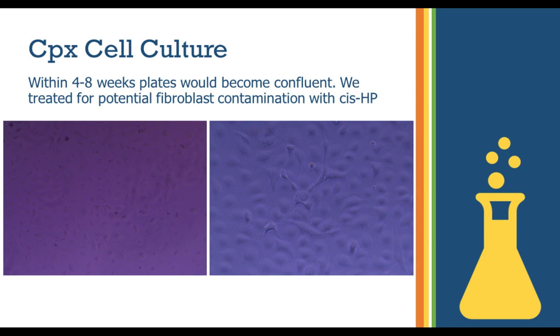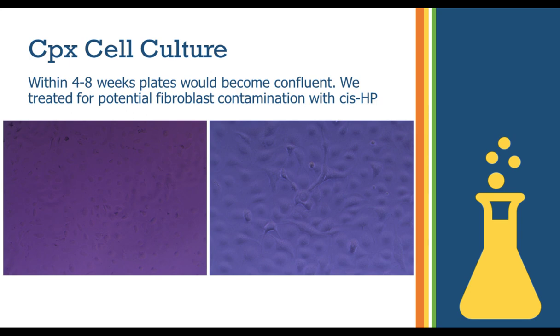It took about 4 to 8 weeks, again, depending on animal variation, seeding density, things like that when we first started. But within 4 to 8 weeks, the plates began to become confluent. We were worried a little bit about fibroblast contamination, as you will with most cell cultures. So if you saw anything that started to kind of look like fibroblasts growing in the cultures, we treated with something called cis-4-hydroxyproline, or cis-HP, which has previously been published to be a fibroblast treatment. So we use that if necessary to take care of fibroblast contamination. So once you reach confluence, the next step is to see, hey, this is a primary cell culture.